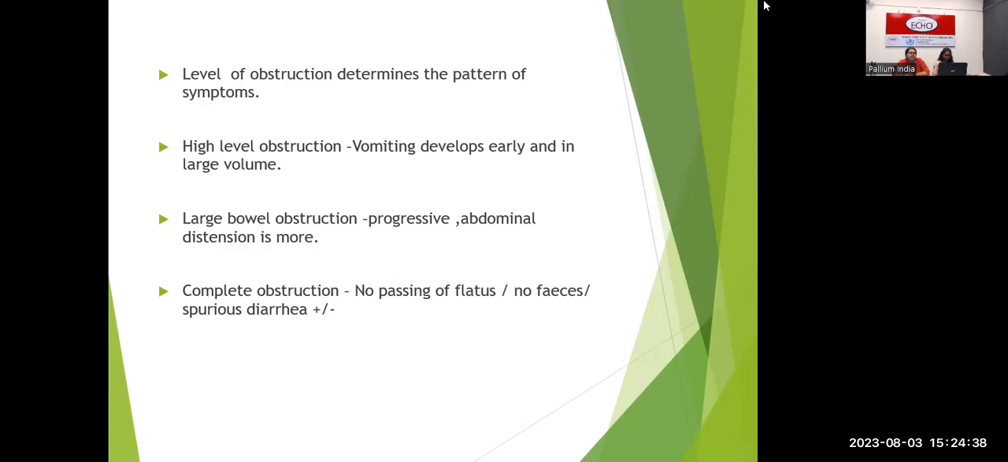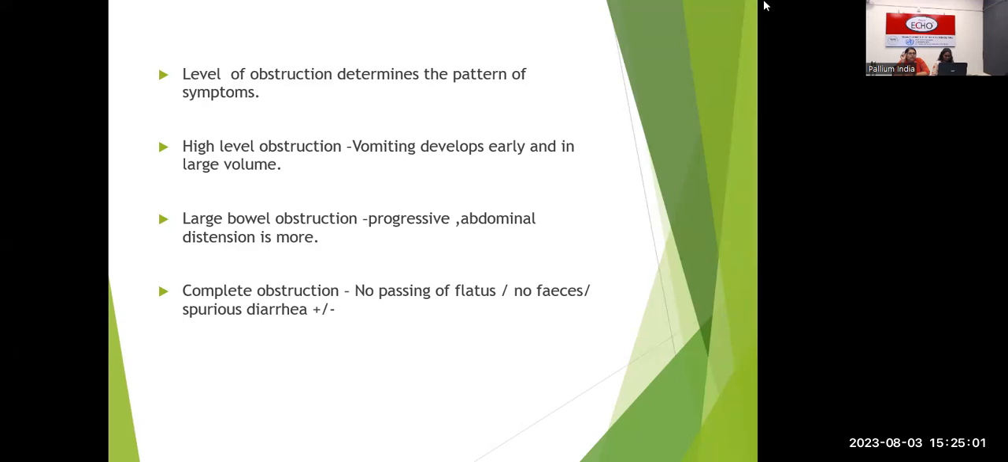So in complete obstruction, the patient can present with spurious diarrhea. It doesn't mean the patient is passing a normal amount of stool. Whenever you have a doubt that the patient is presenting with intestinal obstruction, please do a rectal examination and see what type of rectal finding you are getting. Depending upon that, you have to manage.